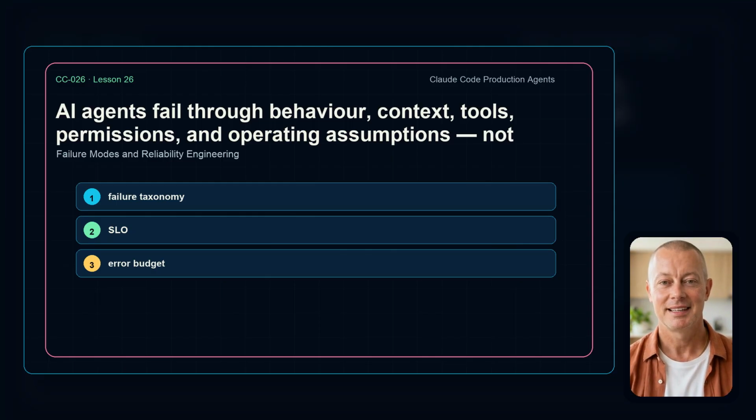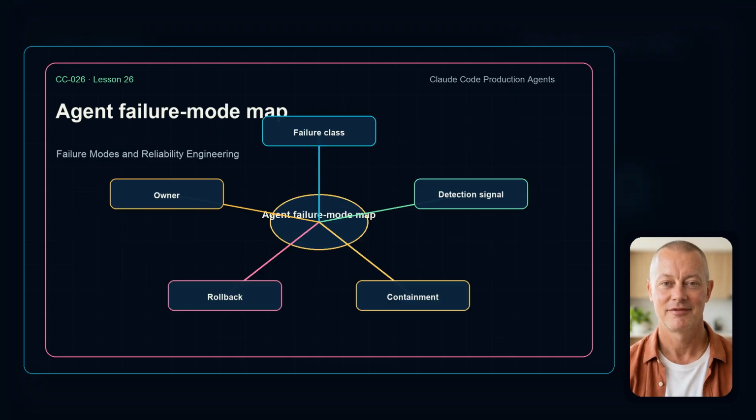The core idea is this: AI agents fail through behavior, context, tools, permissions, and operating assumptions, not only through exceptions. That means the answer is only one part of the system. The path, controls, ownership, and recovery plan matter just as much.